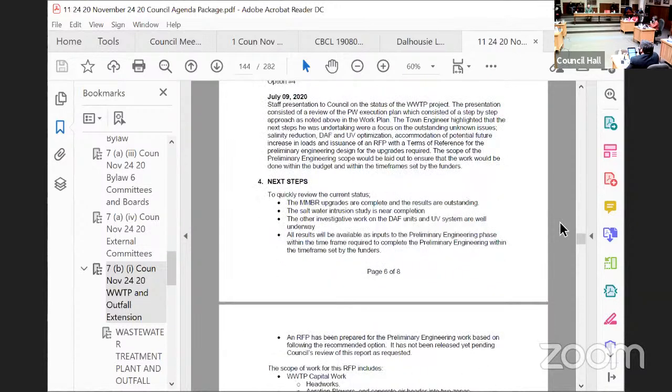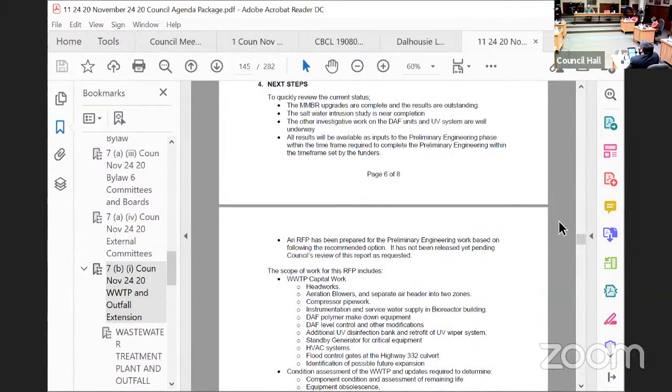To quickly review the current status: the MBBR upgrades are complete and results are very good. Saltwater intrusion studies are near completion. The other investigative work on the DAF units and UV system is well underway. The essence of that is that it's timed so that we can have the results from that study work as an input into the next engineering phase of any further upgrades to the plant.